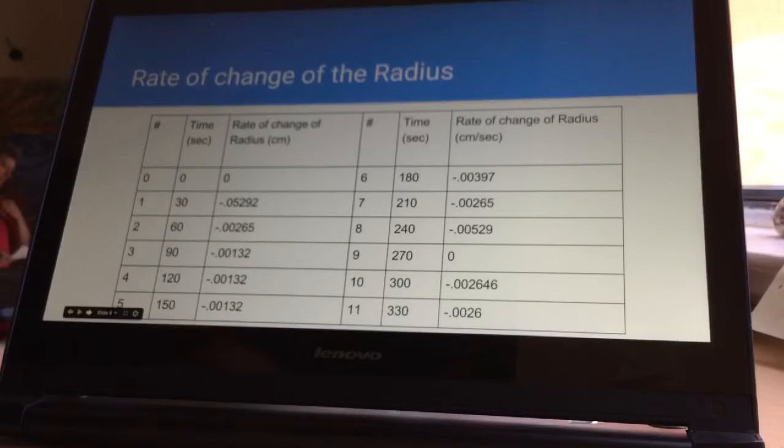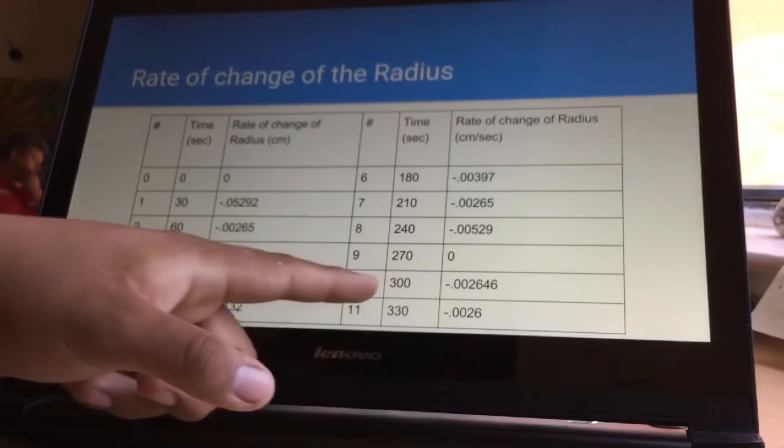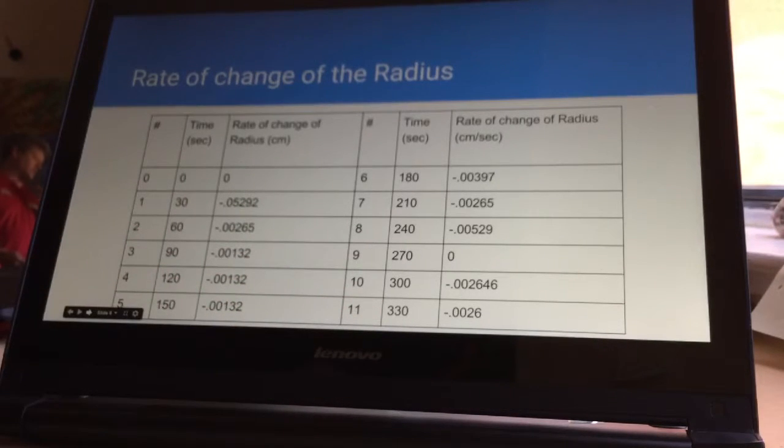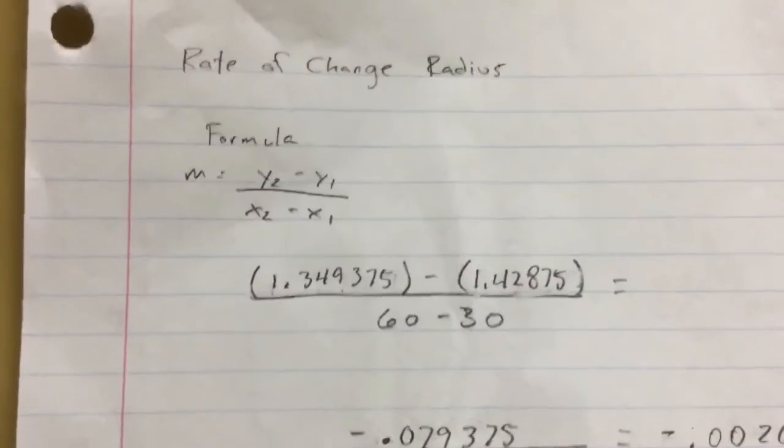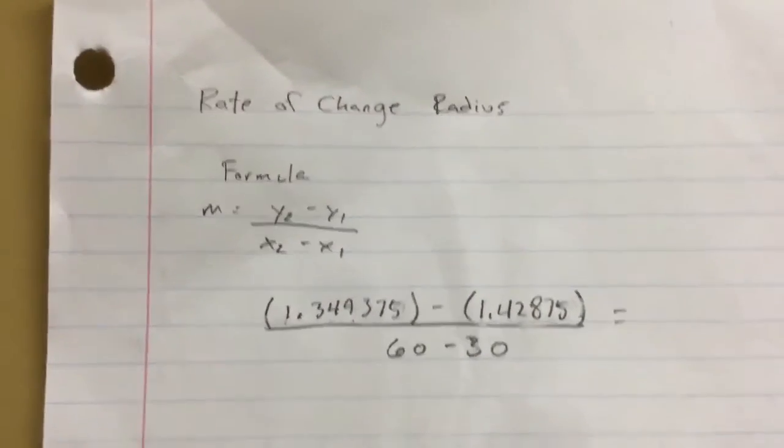As Jesse previously explained, we use the slope formula y2 minus y1 over x2 minus x1 to find the rate of change of the radius. Some of the things that we noticed about the rates of change is that our 3rd, 4th, and 5th trials are similar, and on the 9th trial it felt like we had no change. On 10 and 11 we had the exact same change, but this was as we were approaching the center of the Tootsie Pop. Let me show you how we got the rate of change of our radius.